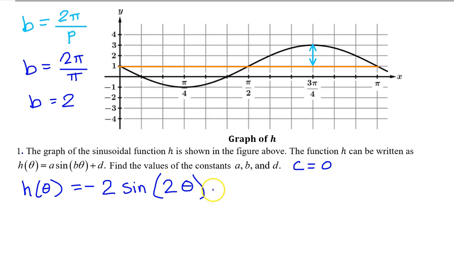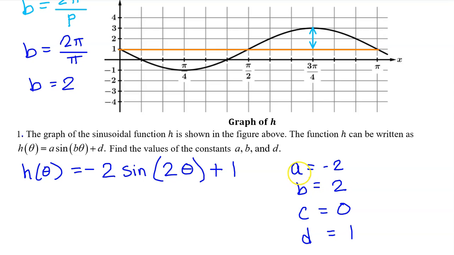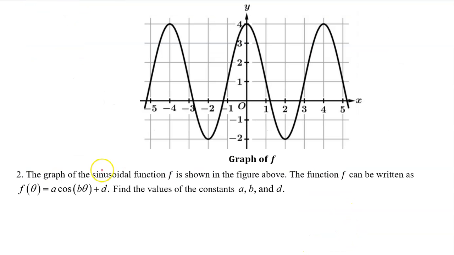That just leaves the d value, which corresponds to the midline. Since the midline is at y equals 1, then the d value is positive 1. So a is equal to negative 2, b is equal to positive 2, c is 0, and d is 1. Let's do the same thing for number 2.